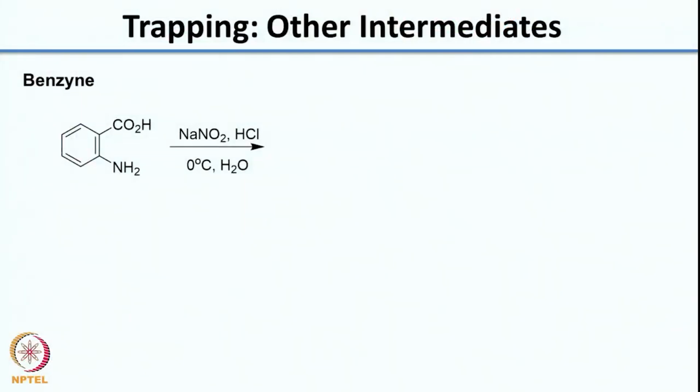Now, in today's class we will look at trapping of other intermediates that cannot be classified as carbocations, carbanions or radicals. One classic example is trapping of benzyne. We had seen the benzyne intermediate earlier when we were looking at isotope labeling. Here is another method to generate a benzyne, and how this reaction works is quite interesting. If you have this molecule, when you do the diazotization reaction, so you have an aromatic amine here, what is the product that you will form?